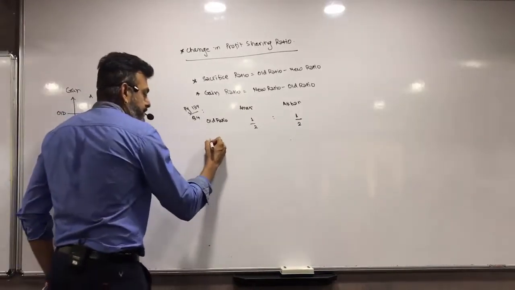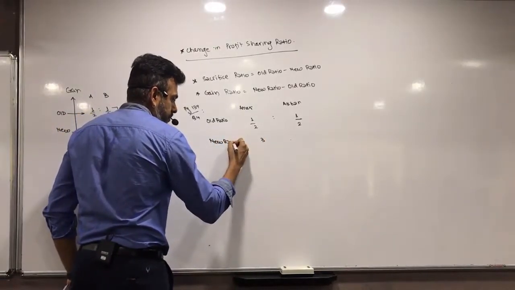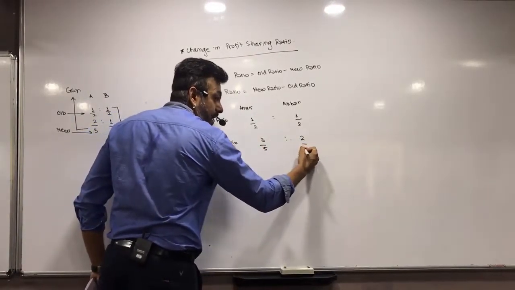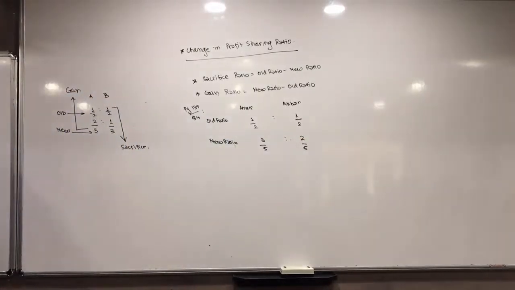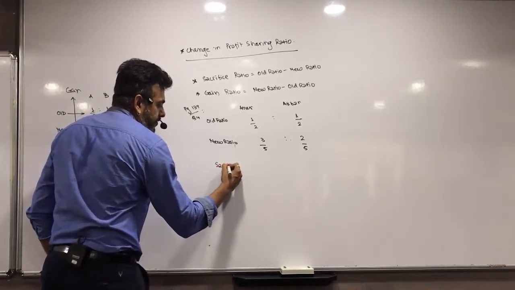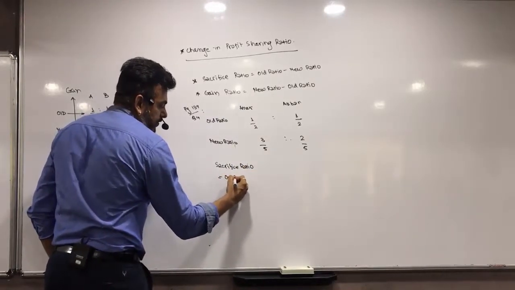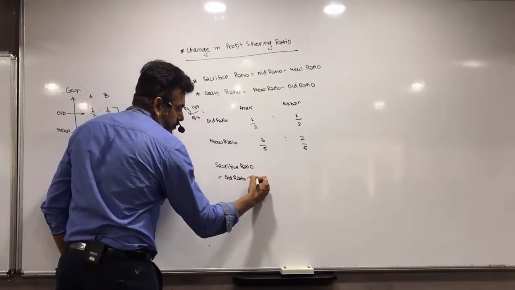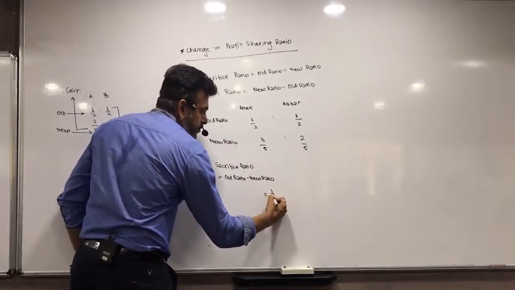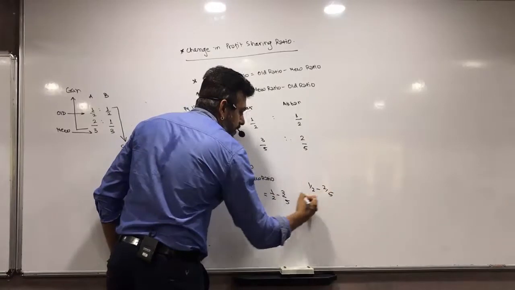Okay. Then, new ratio: 3:2. So, 3/5 and 2/5. Now we have to calculate what, sacrifice or gain? Sacrifice. Now sacrifice ratio is equal to old ratio minus new ratio. So is equal to old is 1/2 minus 3/5 and 1/2 minus 2/5.